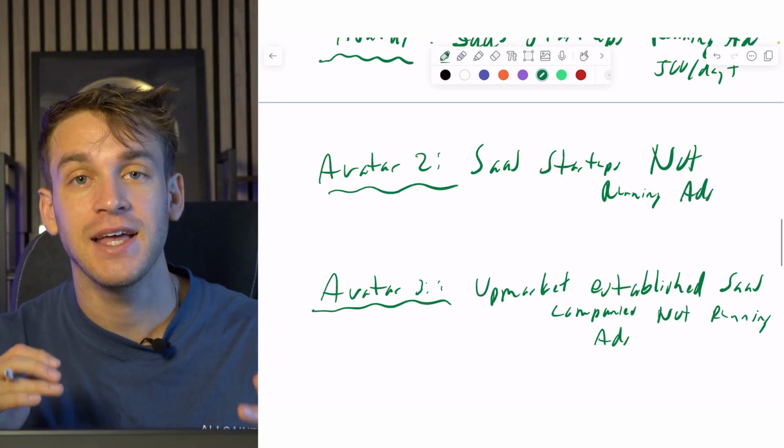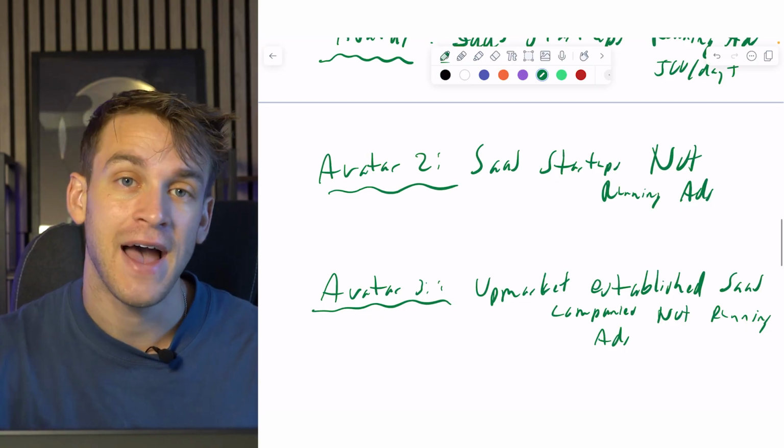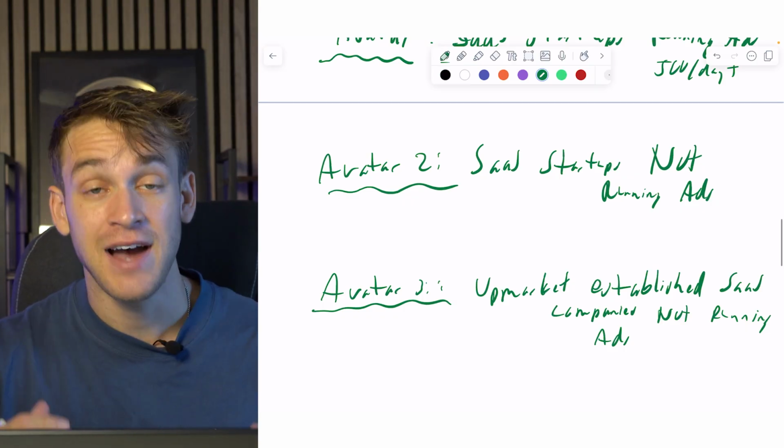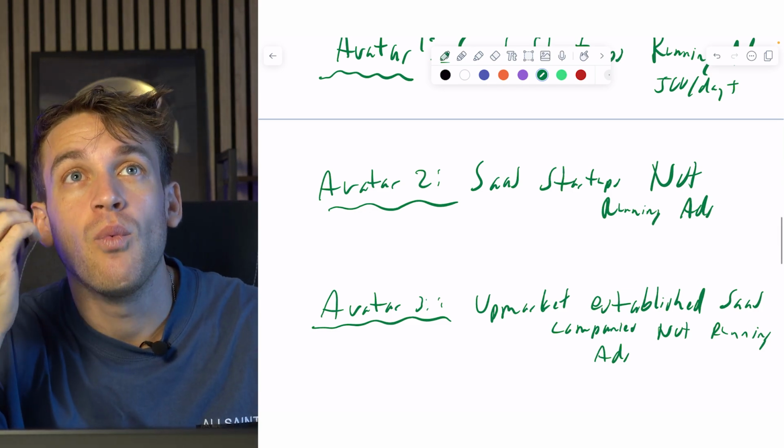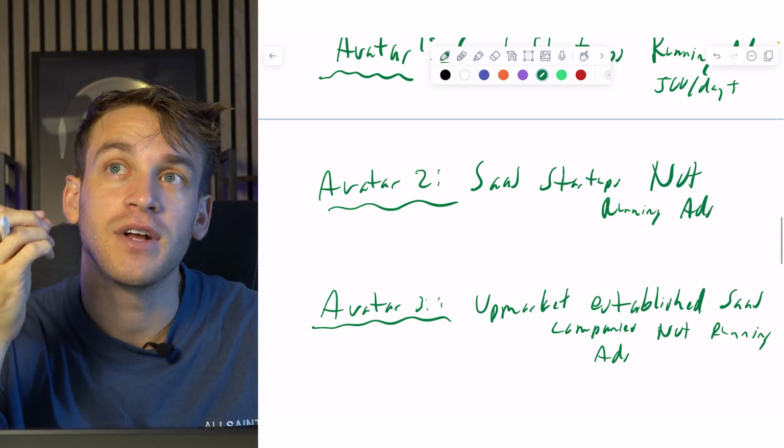Here's the thing. If you're not getting good lead quality through your ads, guess what? You just have to simply do this exercise and really think, okay, who do I want to sell to? Who do I want coming through the funnel?